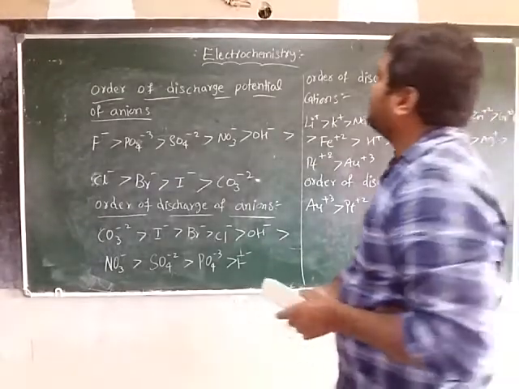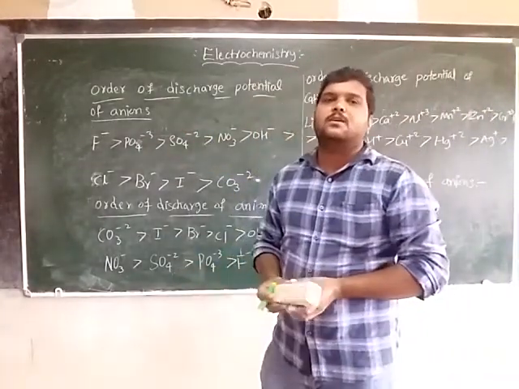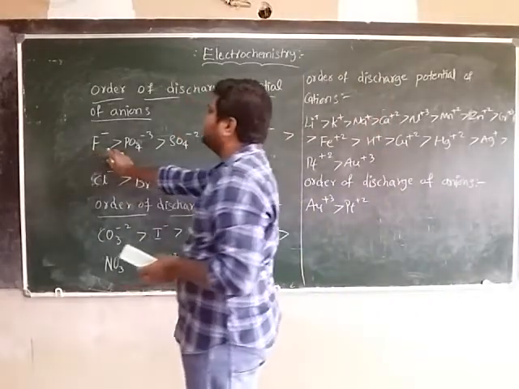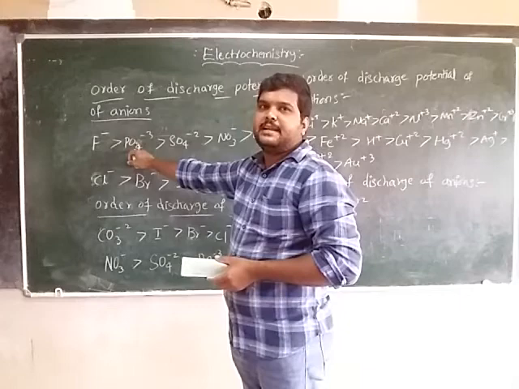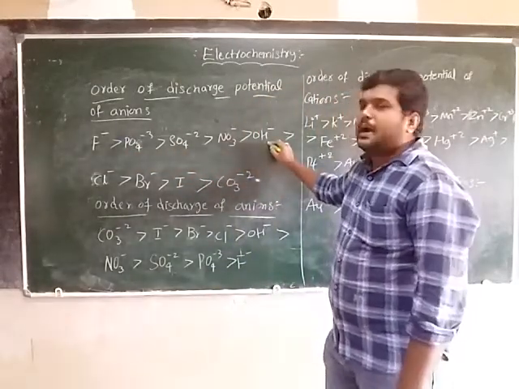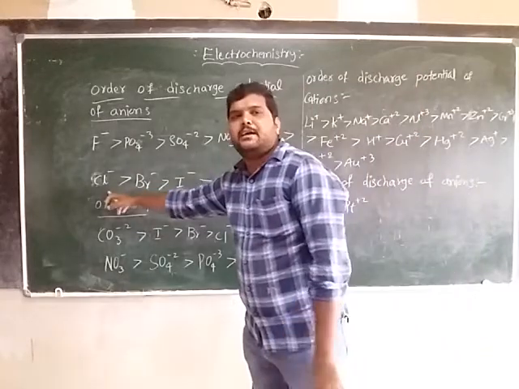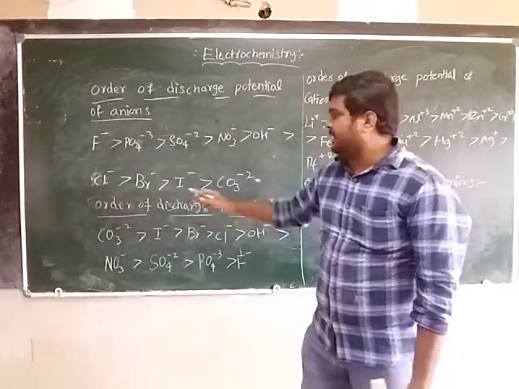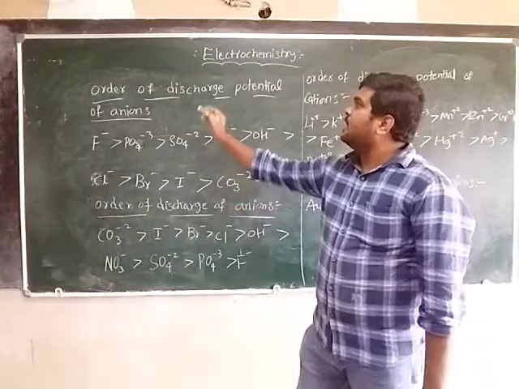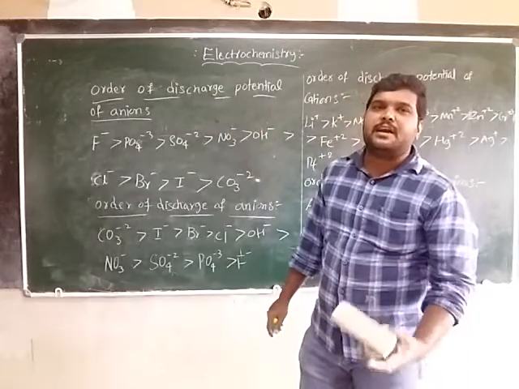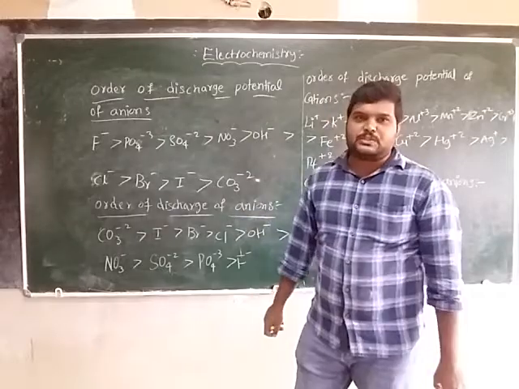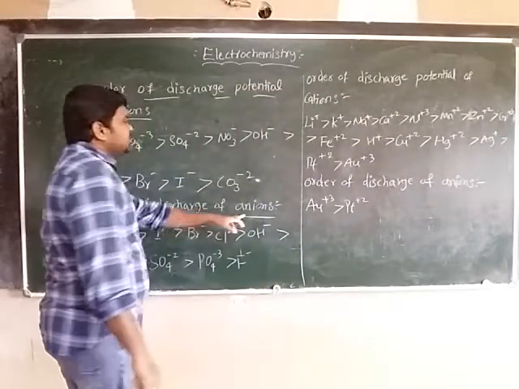Now we see the order of discharge potential of anions. F⁻ > PO₄³⁻ > SO₄²⁻ > NO₃⁻ > OH⁻ > Cl⁻ > Br⁻ > I⁻ > CO₃²⁻. Is it clear? This is the order of discharge potential. F⁻ has the higher discharge potential, and CO₃²⁻ is the lowest.